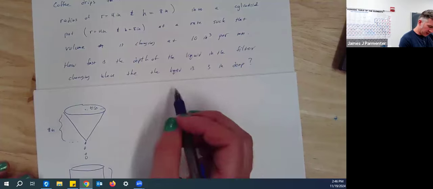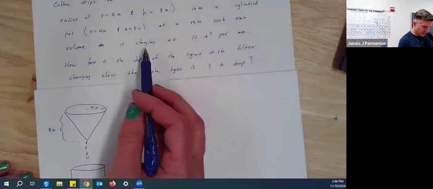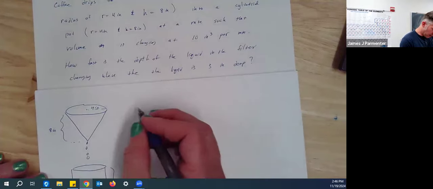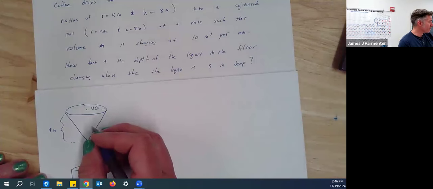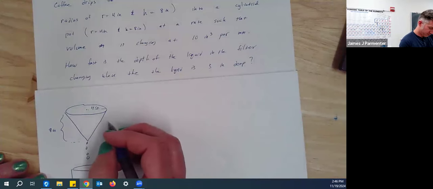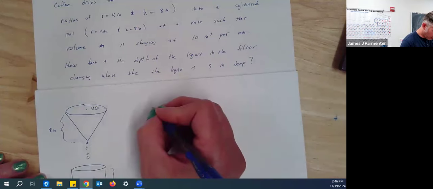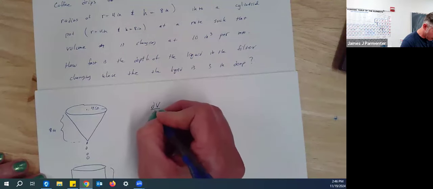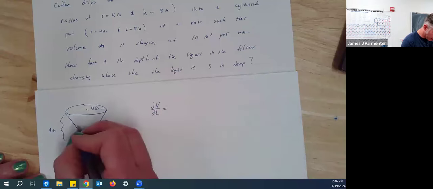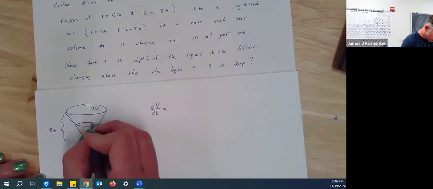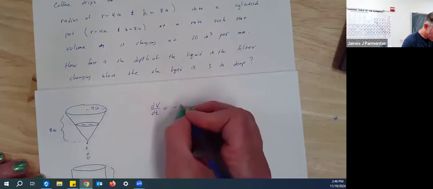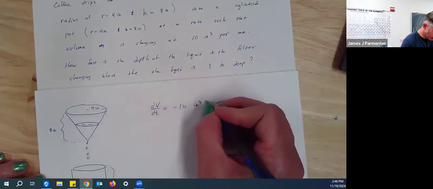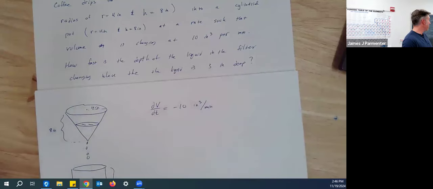And we're told that the rate of change of the volume is 10 cubic inches per minute. So if we're talking about the cone, then the rate of change of the volume is going to be -10 cubic inches per minute. Right, because the volume in the cone is decreasing. We're losing liquid. It's going into the pot. It's transforming magically from water and beans into coffee.